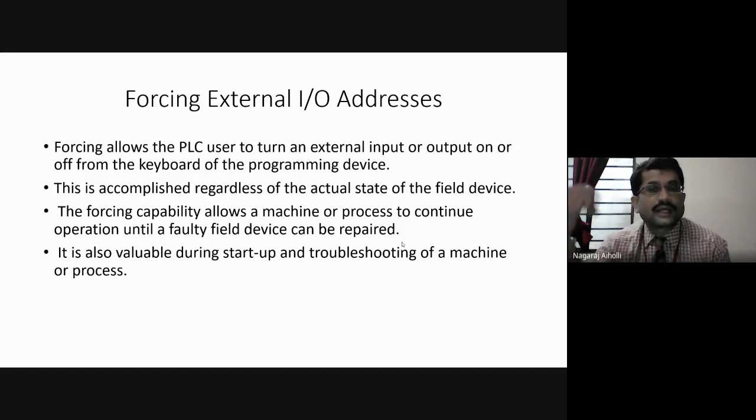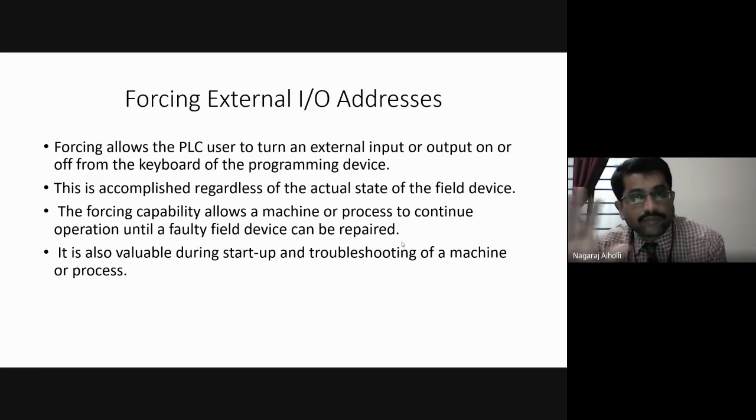In the other normal device, whichever is operating normally, we are forcing it to some other state. Suppose the normal state of that field device is 1, we are making it 0, and when we are making it 0, there will be some time to make it 0. Within that span of time, we are repairing the field device which is under faulty condition. So it gives time for the field device to be repaired. That is the advantage or application of forcing external IO addresses.